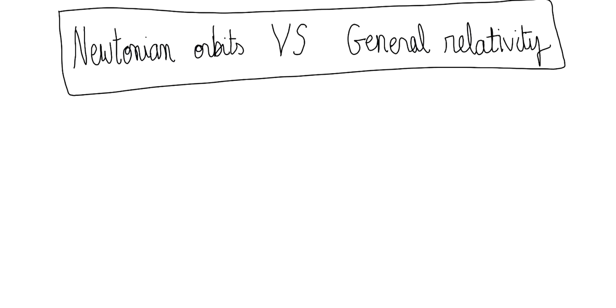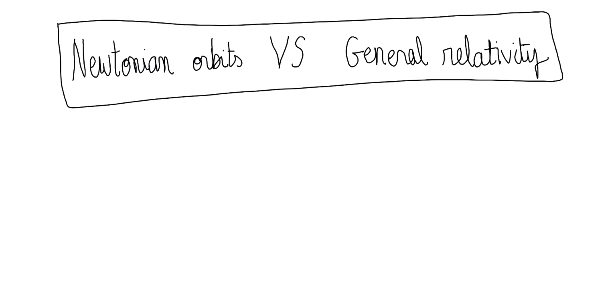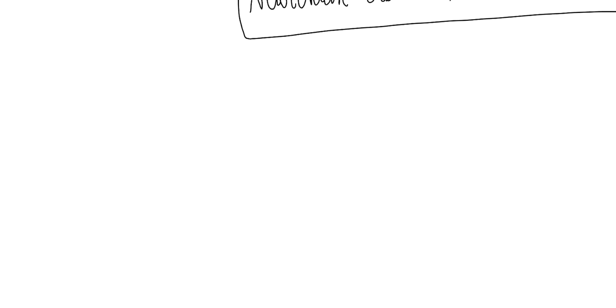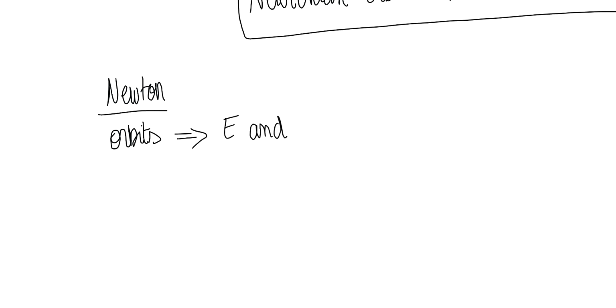So, Newtonian orbits versus general relativity. All right. Let's start with the Newton case. So if we're talking about orbits, Newton or Einstein, orbits always involve that the energy is conserved and the angular momentum is conserved. And we can use those conserved quantities to construct the orbit.